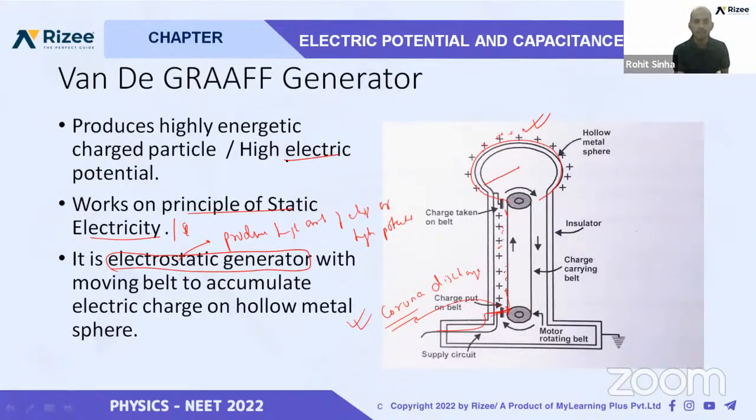Okay, it is written here. We get high potential, and a high charge particle is an energetic charge particle. For the Van de Graaff generator, we have to know its principle. Only these three points are important for the Van de Graaff generator, which I have told. The same things are written here.